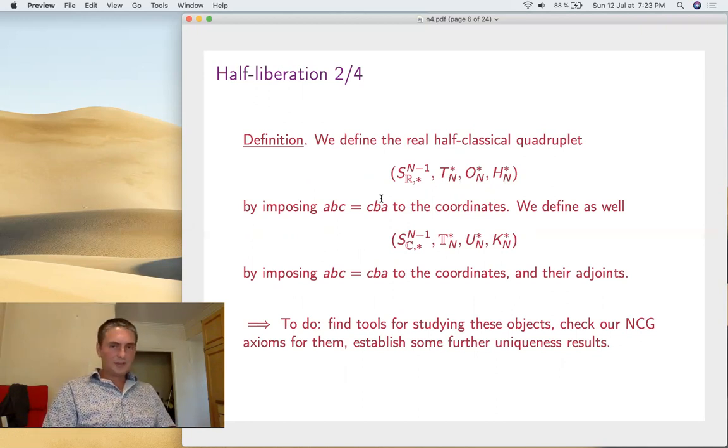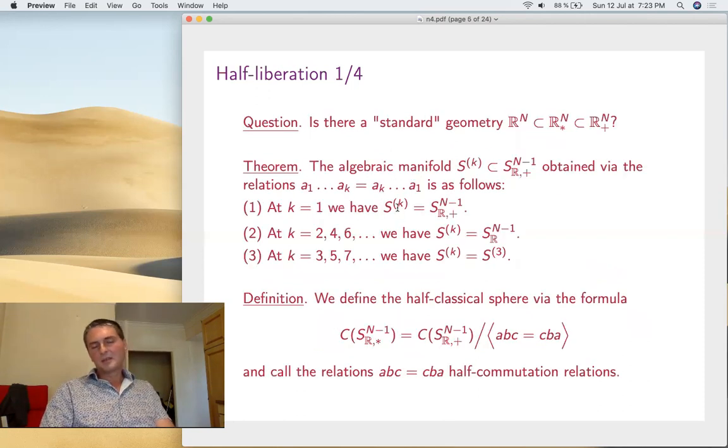So what I have to do now is there are 3 things. So first, we need some tools for studying these objects, right? Remember that the NCG axioms are quite technical. You can't do that if you don't have a knowledge of the things. So we need tools. With tools, we'll check the NCG axioms. And then we'll also establish some further uniqueness results, because the thing which was on the previous slide, this one, is a bit ad hoc. I mean, you see, these are like mirroring commutation relations, but you can come with many other things. So yeah, we'll do that too.